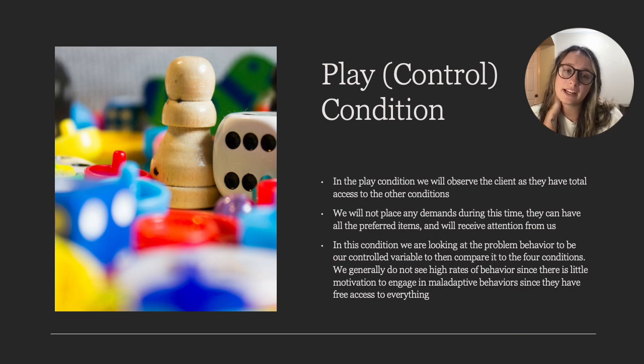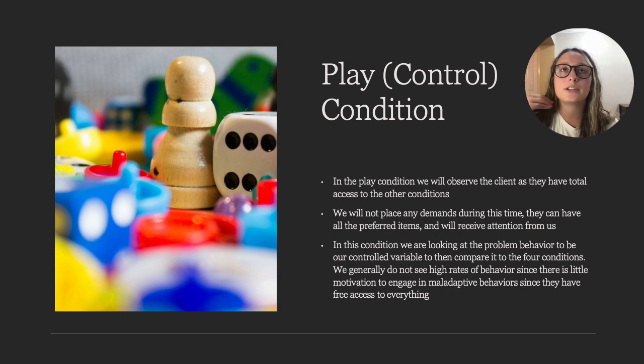So in the play or control condition, we are going to observe the client with them having access to every other condition we mentioned, so attention, alone, escape, tangible. During this time, we will not be placing any demands. We just want them to have contact with all of their preferred items, and they're going to be receiving attention from us. Because in this condition, we are looking for problem behavior being our controlled variable and comparing it to the other 4 conditions, so that way we can observe the behavior in its natural state.